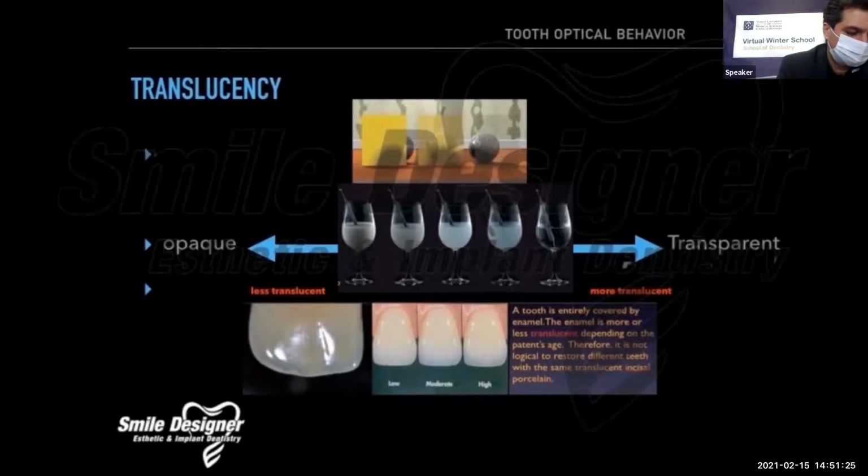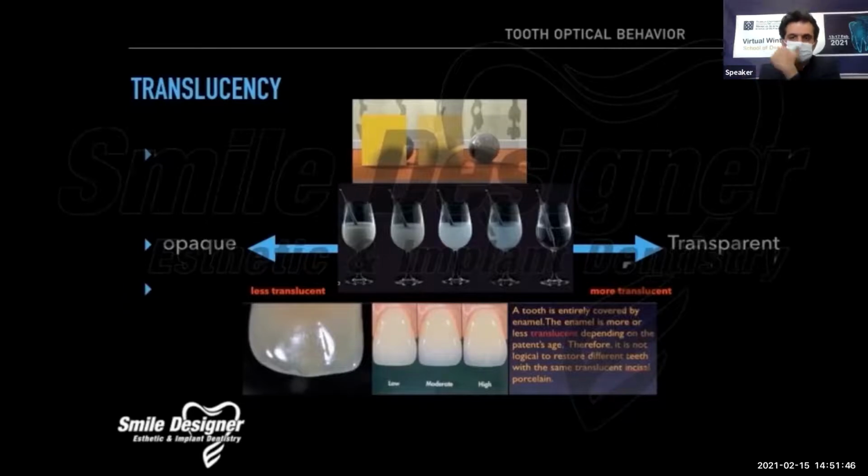Transparent material is like a glass. Translucent material is like a sandblasted glass. Opaque material is like a wall. In other words, opaque material blocks light totally, and transparent material transmits the light totally. But translucent material transmits some of the light.